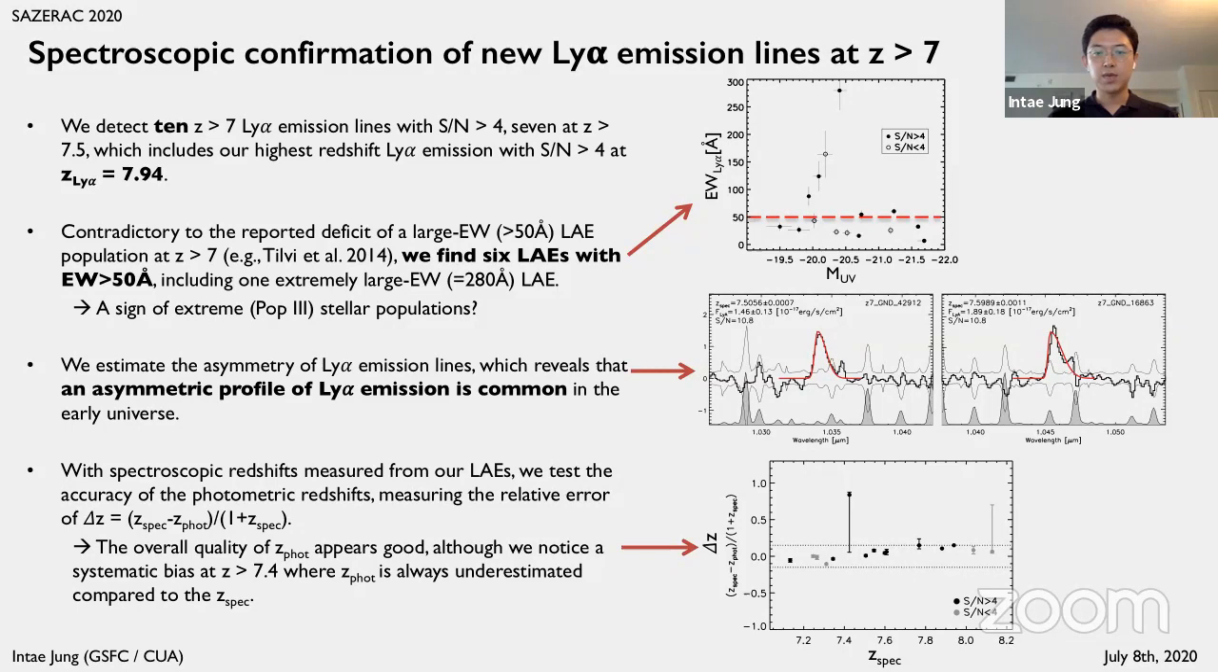We also estimate the asymmetry of the line profile, which reveals that most of these Lyman alpha lines show asymmetric shapes. And also with the largest number of spectroscopic confirmations at redshifts above 7, we tested the accuracy of the photometric redshifts, measuring the relative errors in the right bottom panel. So our result shows the overall quality of our photometric redshifts, measured from Finkelstein et al. 2015, obtained from HST and Spitzer IRAC data, appears really good.